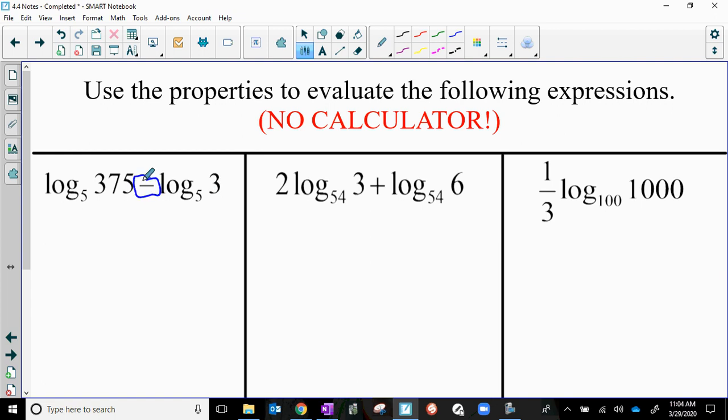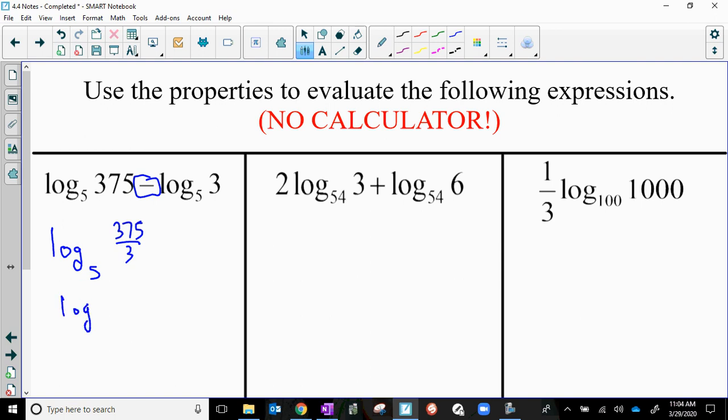We are subtracting two logarithms. Logarithms are exponents. So what we do is we need to subtract our exponents. That comes from dividing the exponential statements. So we're going to take 375, we're going to divide it by 3.